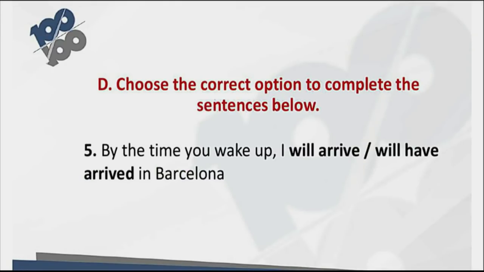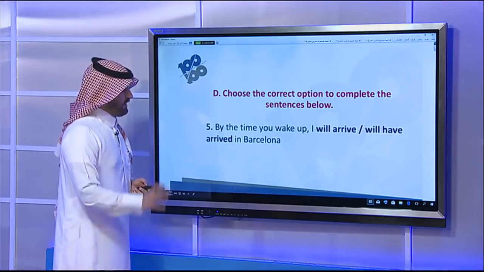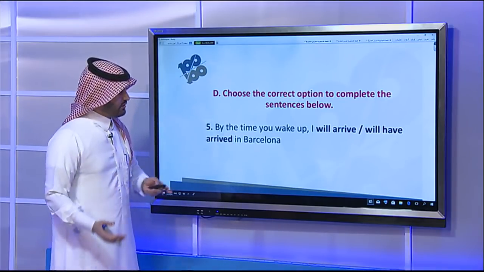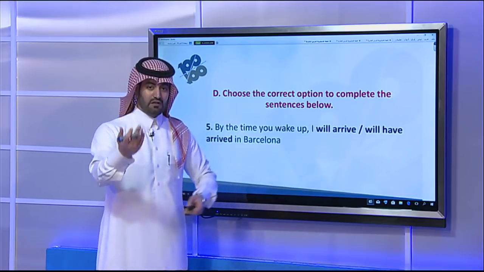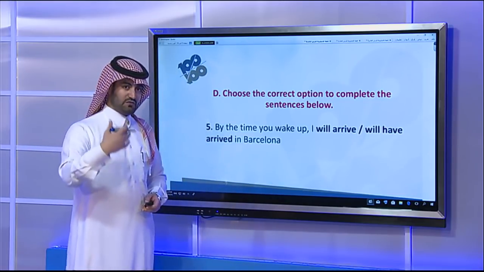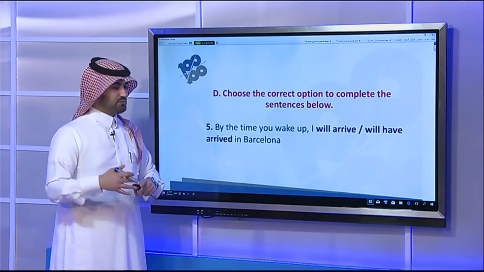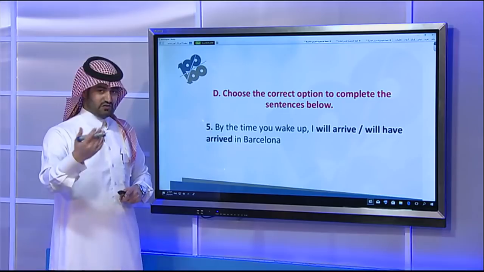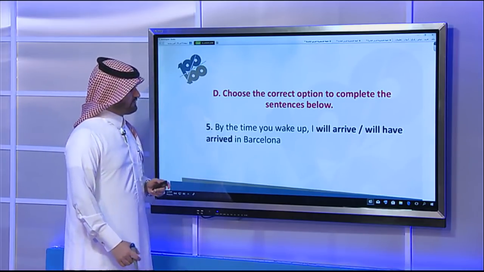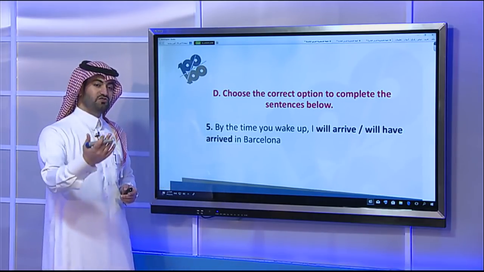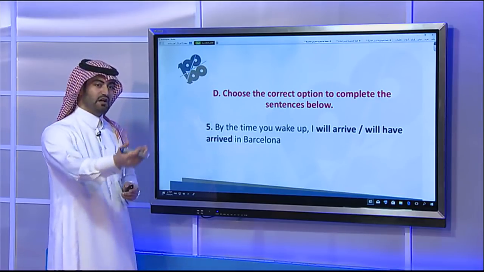Now let's move to number five. By the time you wake up, I will arrive. Or, by the time you wake up, I will have arrived in Barcelona. Here, we have two options. Future will arrive, which has many different ways to use the future form: prediction, spontaneous decision, etc. Okay, and will have arrived. Here, will have arrived represents the future perfect. Will have plus a past participle.